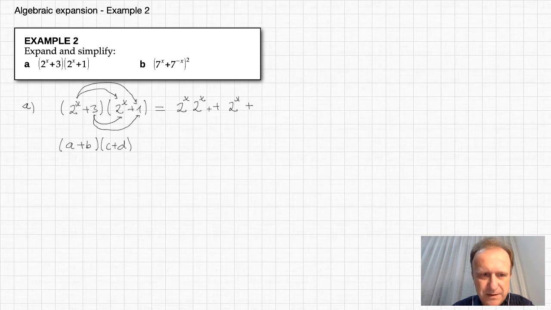Plus the second term here times the first term here. So it's plus 3 times 2 to the power of x. 3 times, I will just use this multiplication symbol here, 2 to the power of x. And finally, we have 3 times 1, which is plus 3. Now, this should be simplified using the laws of exponents. So here we have altogether 4 terms.